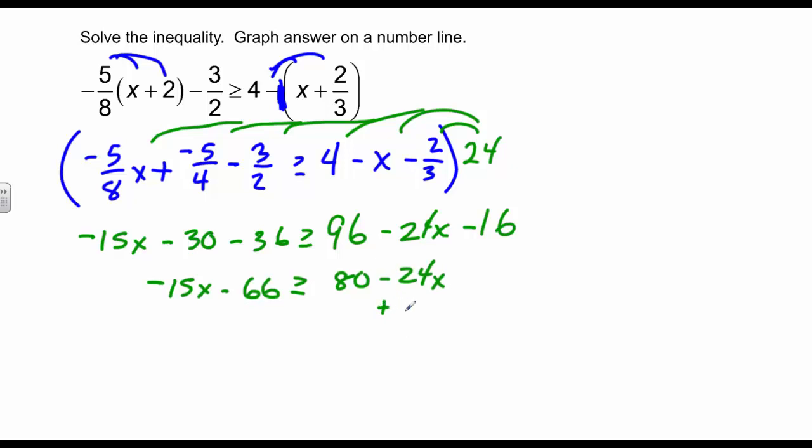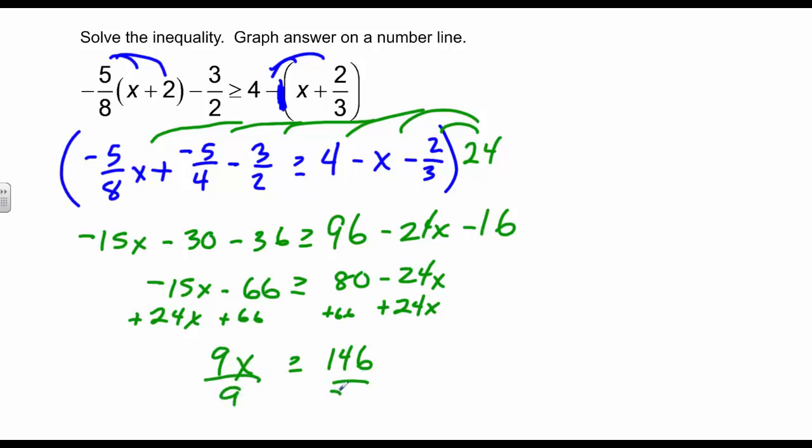Again, my preference is to keep my x terms positive before I divide. So I'm going to add 24x to both sides, and then I'll add 66 to both sides as well. So what we have is 146 on the right side. On the left side, the 66's go. I'm left with a total of 9x. Get x by itself by dividing by 9 to both sides. Since it's a positive, I don't need to reverse the inequality. And when I divide both sides by the 9, I get, not equals, but x is greater than or equal to 146 over 9. That doesn't reduce. So we come over here, 146 over 9 is included. And I'm looking for greater, so I move to the right.